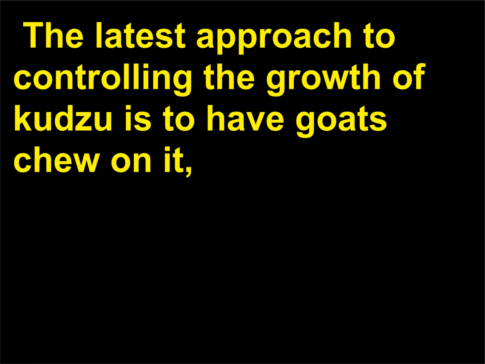The latest approach to controlling the growth of kudzu is to have goats chew on it, devouring the leaves, stems, and roots.